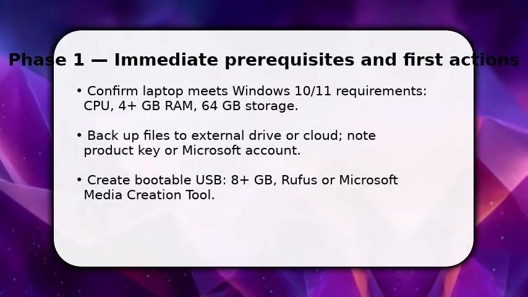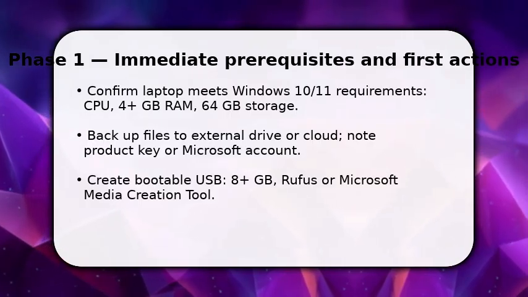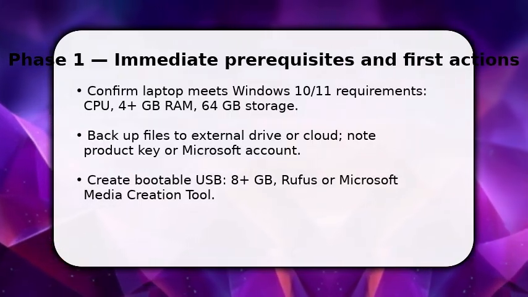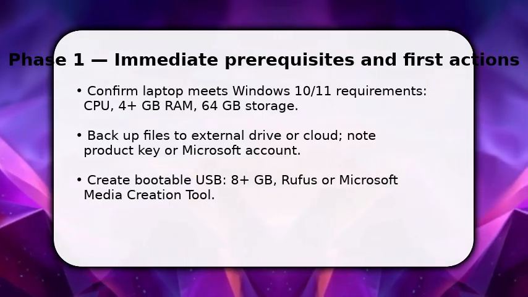Next, create a bootable USB drive using the Media Creation Tool or Rufus. Choose the right ISO and target USB. Make sure the USB is at least 8 GB and formatted. This gets you ready to boot and install.